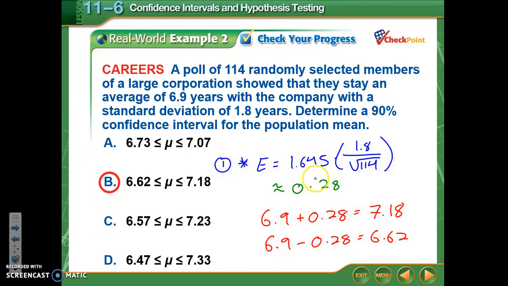So notice what I chose to do was to first find my maximum error of estimate, which I get is 0.28. Again, z-value for a 90% confidence interval, so make sure you got that right one from the picture. Standard deviation over the square root of the sample size. I got 0.28, rounding to the nearest hundredth.